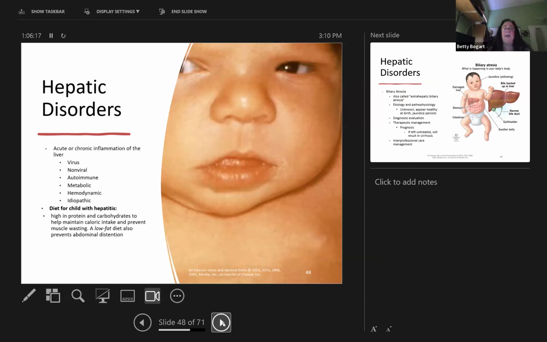Okay. So again, just like celiac disease, high protein, high carbohydrates in order to try to give those extra calories that they need. And fat causes gas. So we want these children on a low fat diet.